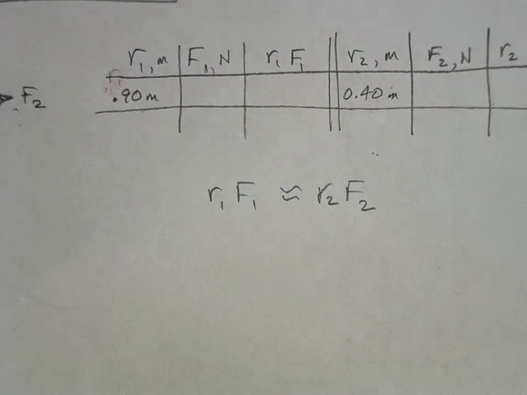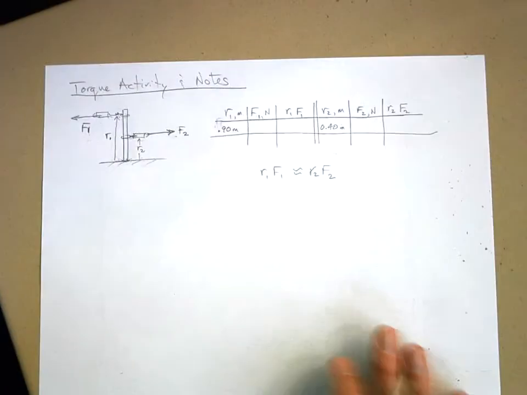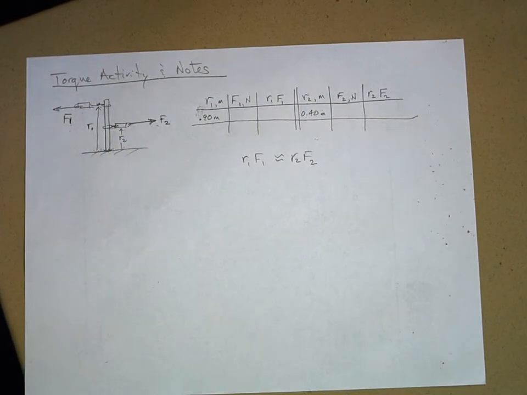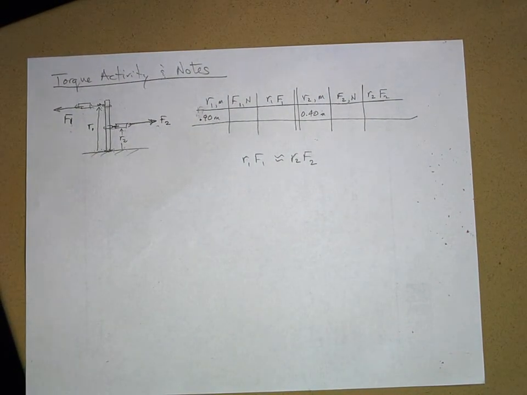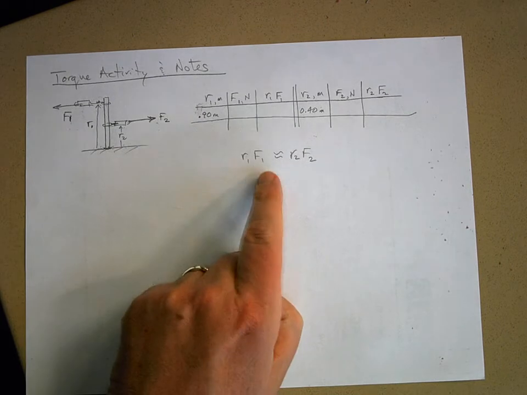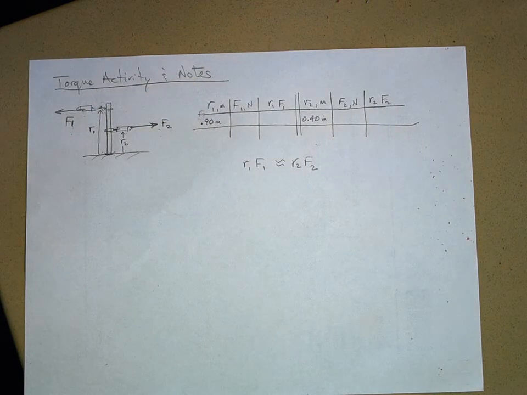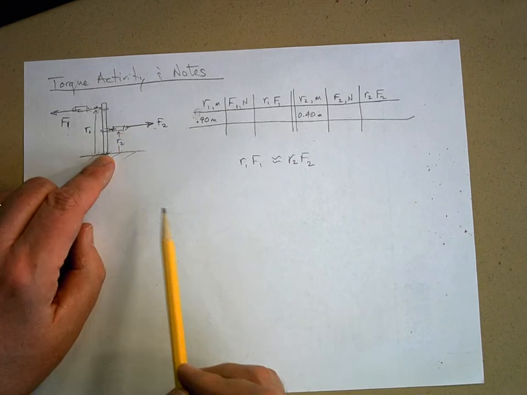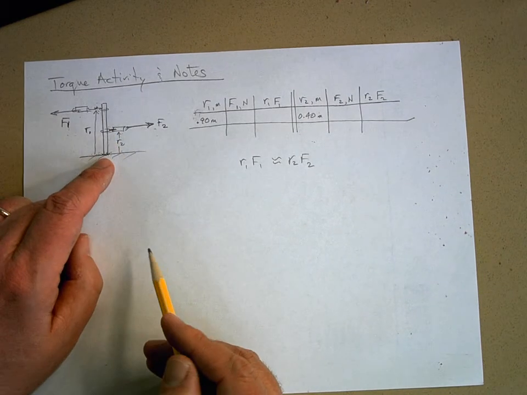And in fact, if we had much more precise measuring instruments and so on, this is true. This works. Now, we have a name for this force that makes something want to twist. We call it a torque.